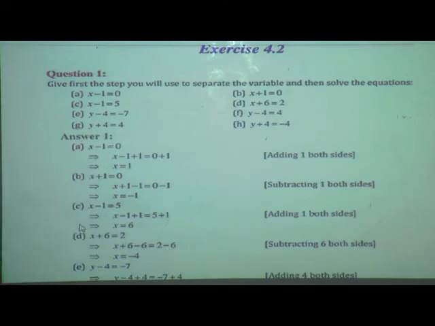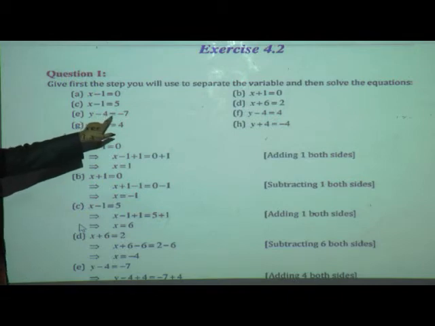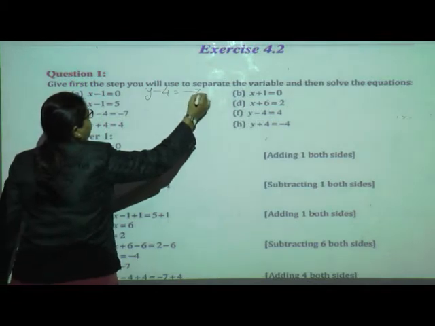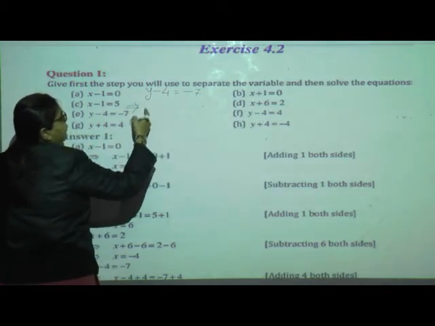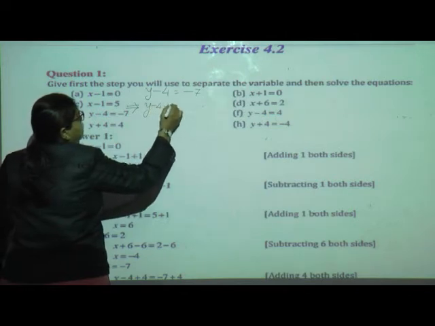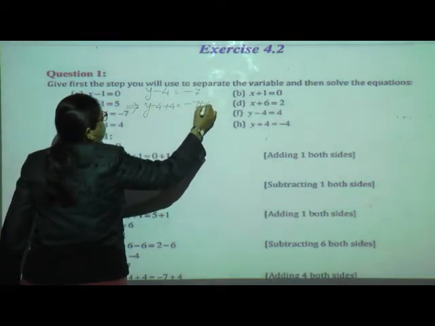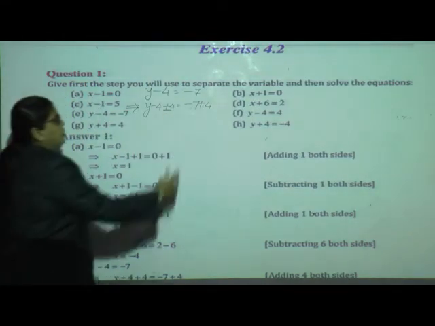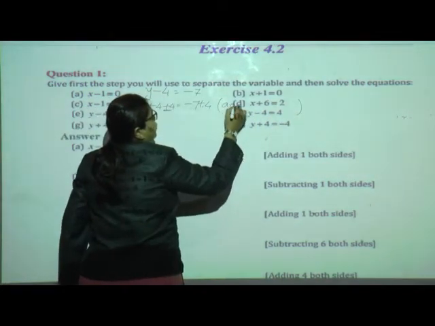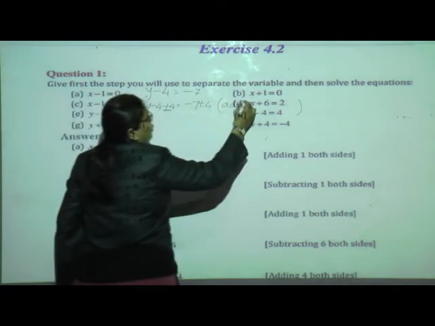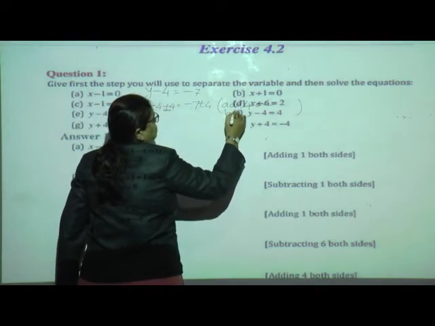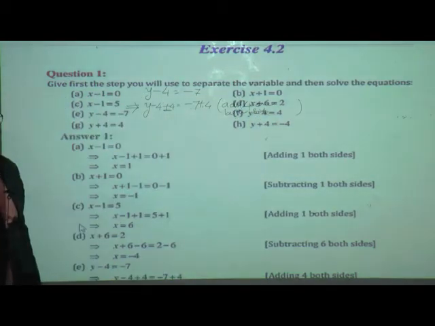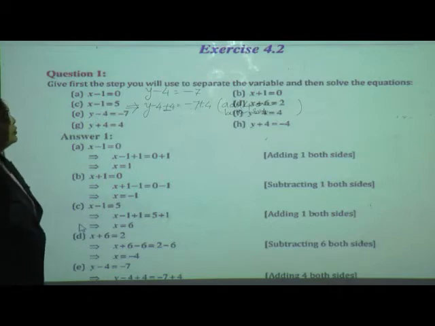One more example we will see here: y minus 4 is equal to minus 7. You have to write the sign of implies everywhere. So y minus 4 plus 4 is equal to minus 7 plus 4. I have taken a different example because in both the sums we have done the subtraction. Here we will write in the bracket: add 4 on both the sides. You have to write that add on both the sides.